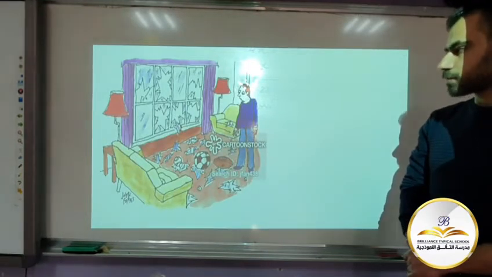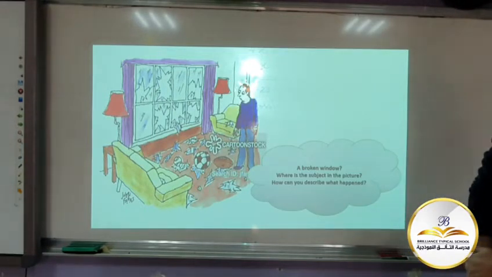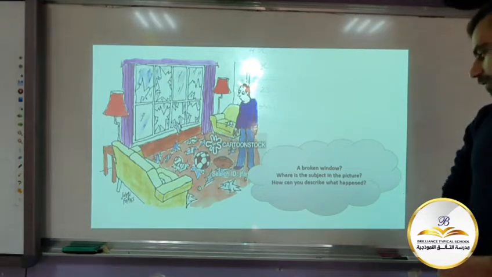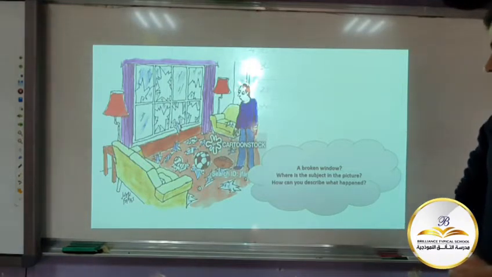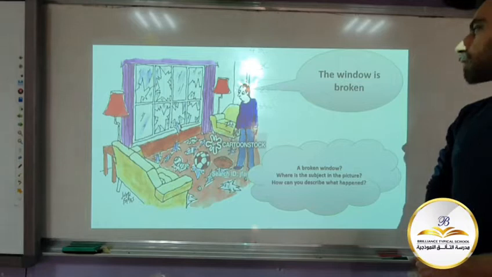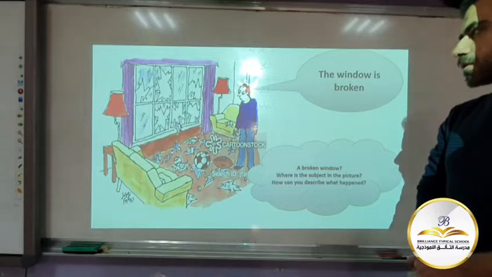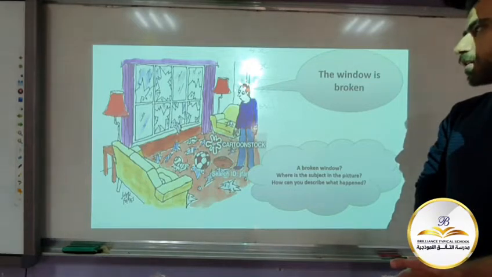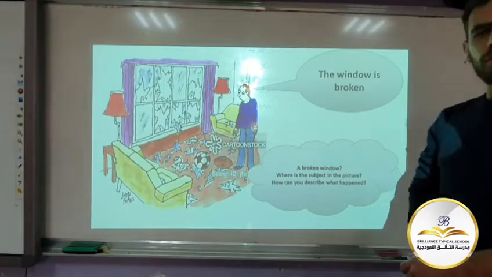What do we have here? We have maybe a broken window, and the question is, where is the subject here? Can you see the subject in the picture? How can you describe what happened? Maybe some of you are going to say, the window is broken. We don't know what's the subject. We don't have a subject in the picture. But we know the object, which is the window, and it is broken. Okay. You know what you call this?